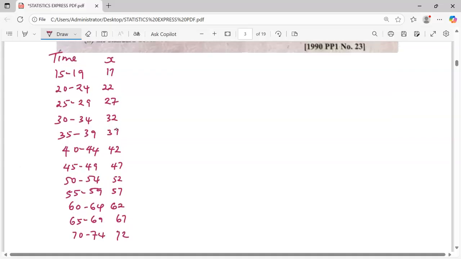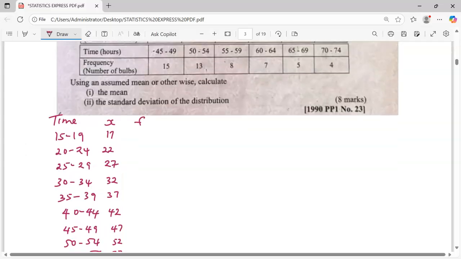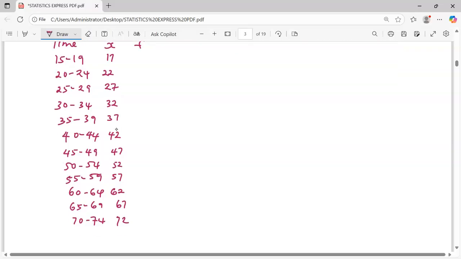After the midpoints, we go to the frequency. The frequency has been given: 6, 10, 9, 5, 7, 11. From 11, we have 15, 13, 8, 7, then 5, and lastly 4. The frequency should add up to 100 because we are talking about 100 bulbs.